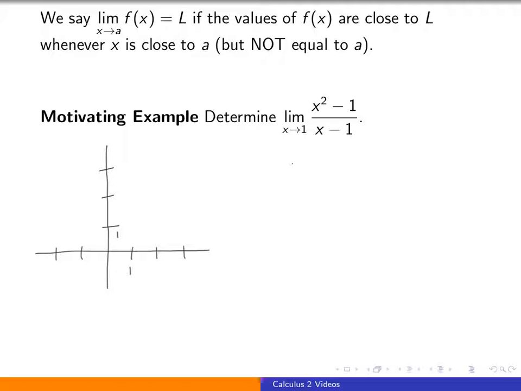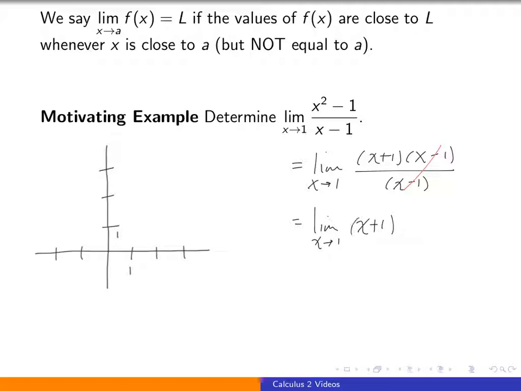We hopefully immediately see that the x squared minus 1 in the numerator is a difference of squares. So we can write that as (x plus 1)(x minus 1) divided by x minus 1. Now the x minus 1 in the top and the bottom cancel, and what we are left with is simply the limit as x approaches 1 of the function x plus 1. So going back to this idea of a limit, by making x close to 1, what is x plus 1 close to?